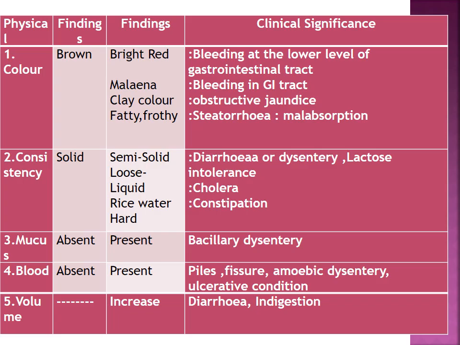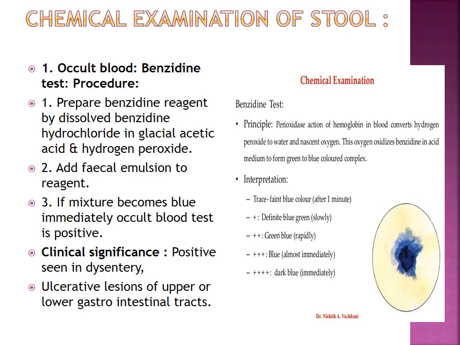Mucus: normally it is absent, but if it is present it can be seen in bacillary dysentery. Blood: normally it is absent. If it is present it can be seen in bleeding conditions like piles, fissure, amoebic dysentery, ulcerative conditions in the GI tract. Volume: normally it is a small volume, but if it is increased it can be seen in diarrhea or indigestion. Thank you.